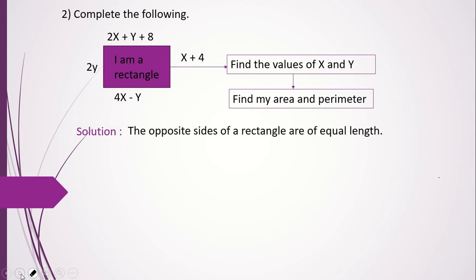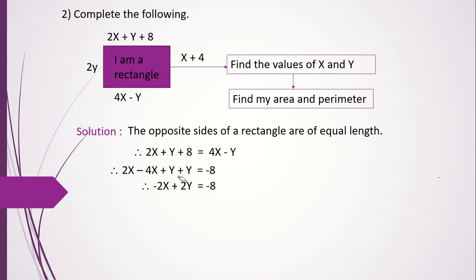See, opposite sides of a rectangle are equal length. Therefore, we equate the opposite sides. First, we have equated this one. 2x plus y plus 8 is equal to 4x minus y. Okay. Then these terms I have taken on that side. 4x became minus, y became minus, it became plus. So I got minus 2x plus y plus 2y, this y plus y is 2y, minus 4x plus minus 2x is minus 8.